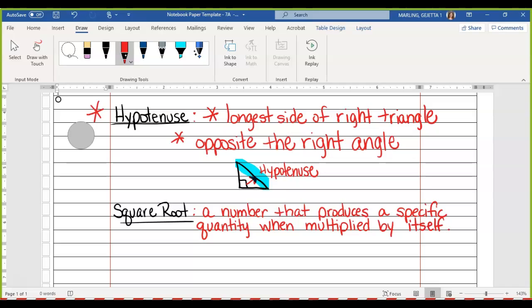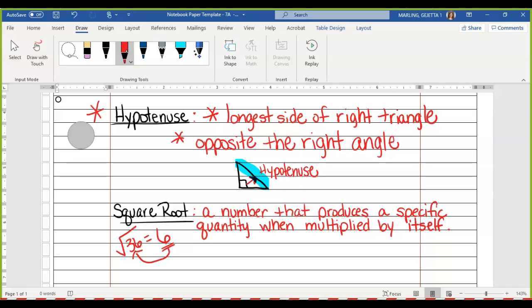We touched on this back when we were talking about real numbers. If I asked you what is the square root of 36, what would you tell me? What number times itself gives me 36? Yes, it is 6. So the square root is this number that, when multiplied by itself, gives us this specific quantity. That classifies it as a square root.